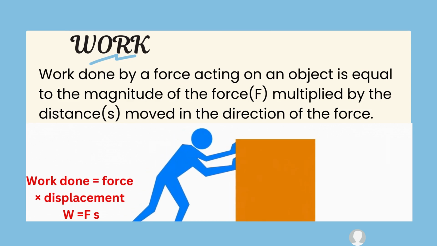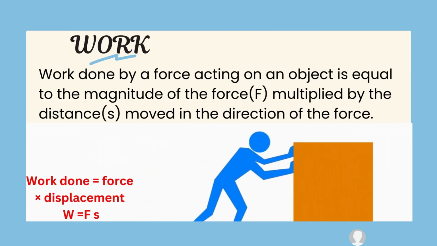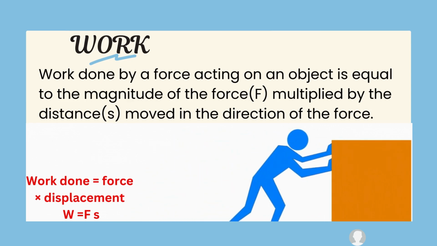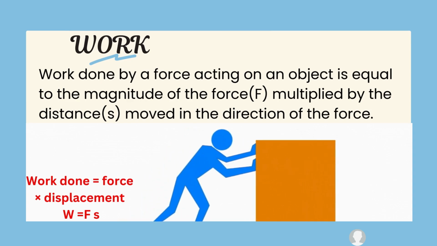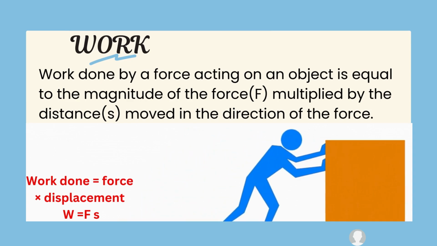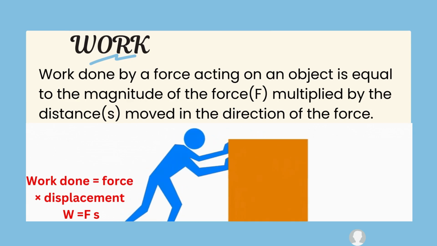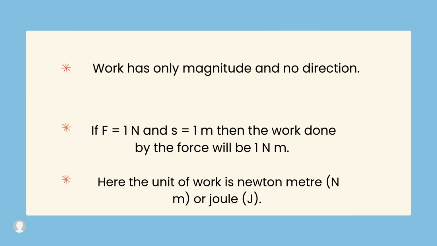So, work done by a force acting on an object is equal to the magnitude of the force multiplied by the distance moved in the direction of the force. That is, work is equal to force into displacement. Work has only magnitude and it has no direction. If force is 1 Newton and the displacement S is equal to 1 meter, then the work done will be 1 Newton meter. The unit of work is Newton meter, or it can be called joule also.